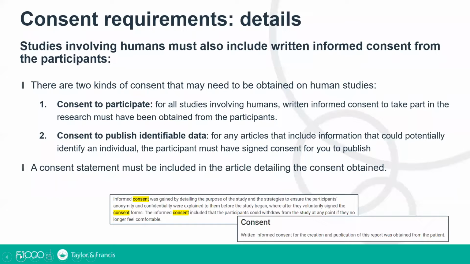Now, if the participants in your study are minors, which means that they are children, or otherwise cannot give consent, for example, they have reduced mental capacity, you still must obtain a written informed consent either from a parent in the case of children or a legal guardian in the case of people with reduced mental capacity. So the consent requirement needs to be there.